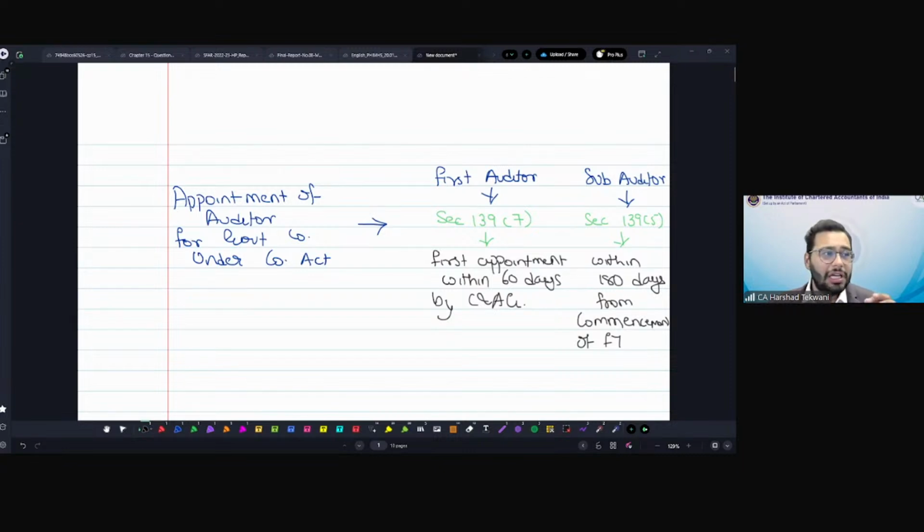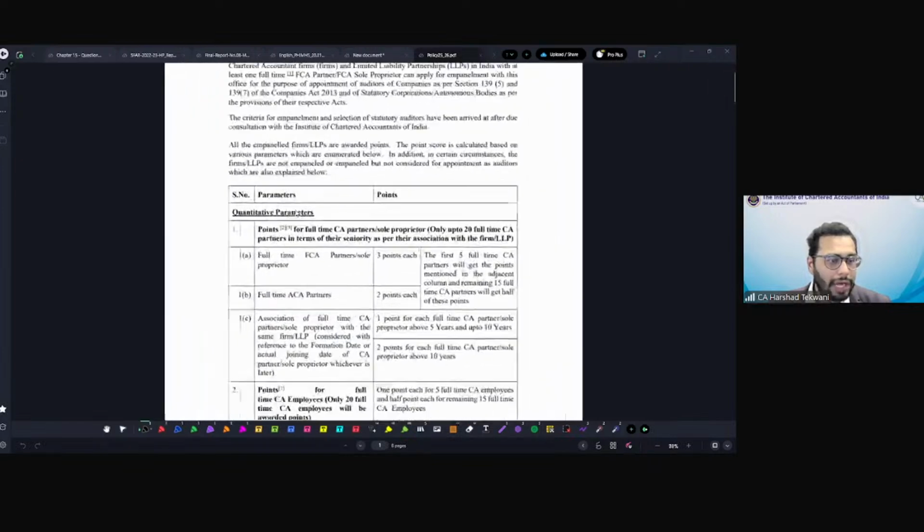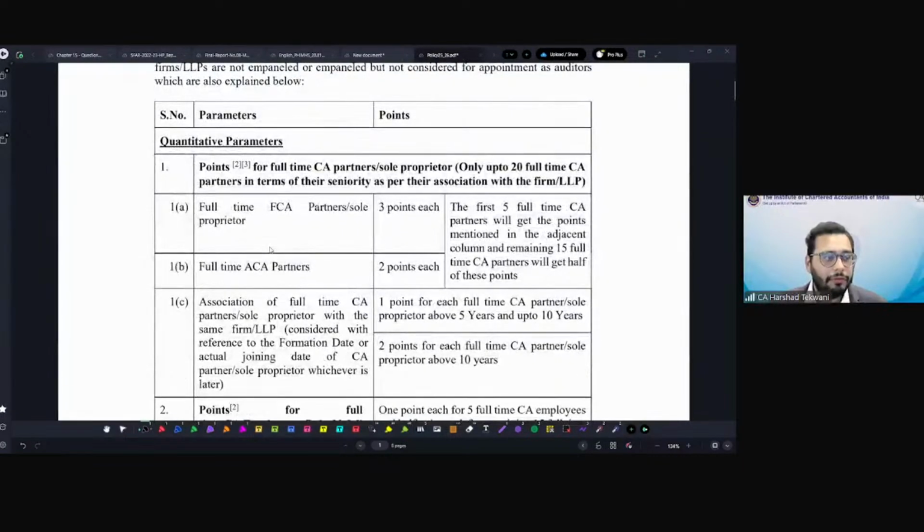Now this policy is only for your understanding purpose, okay, so that you can understand how it works. Now this is the policy for the empanelment of CA firms, LLPs, and selection of auditors. And see, this is under 139.5, 139.7 of the Companies Act, the thing just now we discussed. Okay. And of the statutory corporation and autonomous bodies as per the provisions of their respective act, the second category. And this is the criteria which is given.